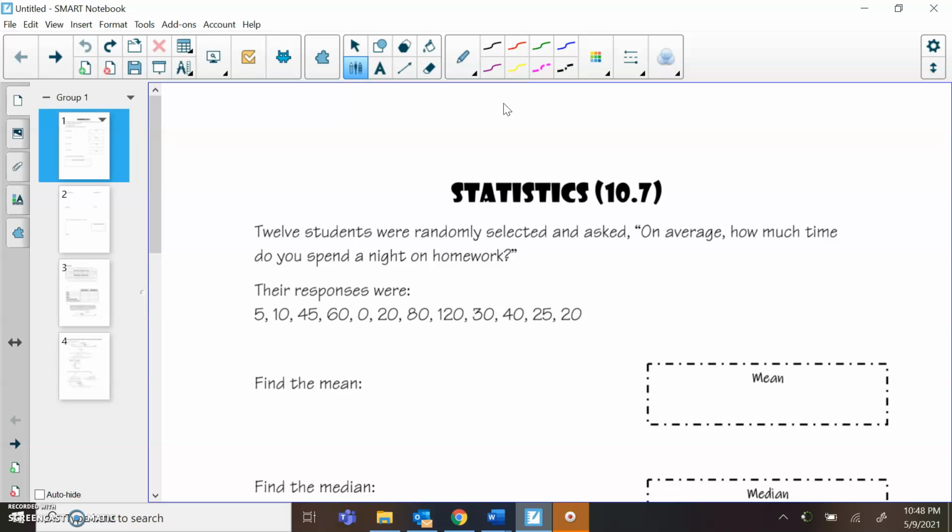So some of this should be a review from 6th grade. Some of it might be new, but we'll just go over all of it together. So have these notes in front of you, please. We're going to start with this group of numbers.